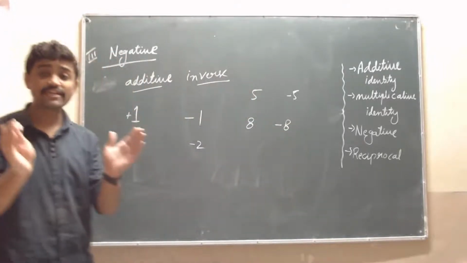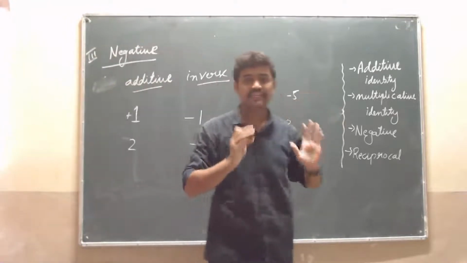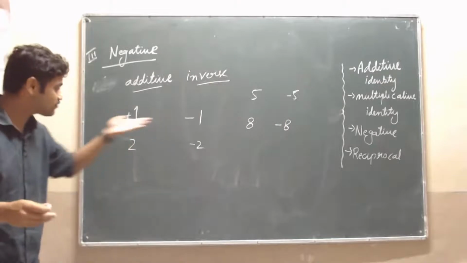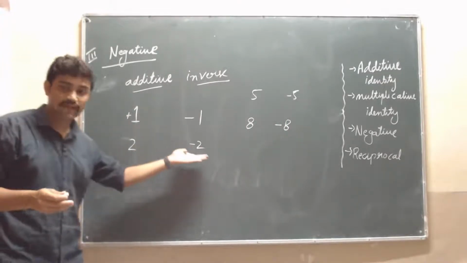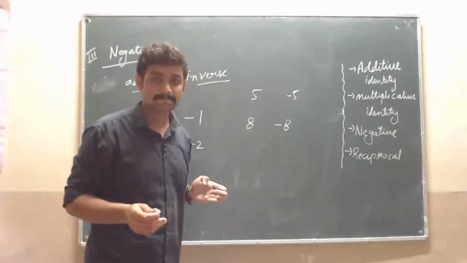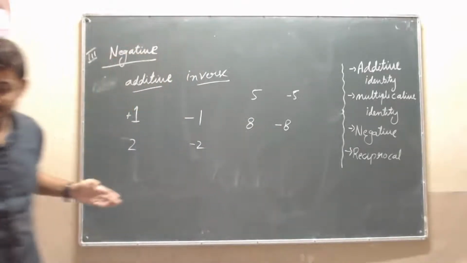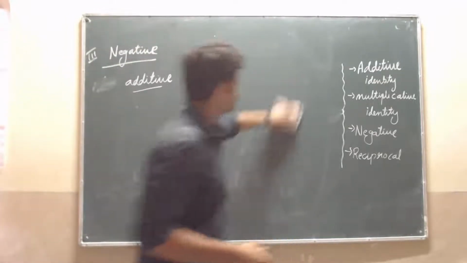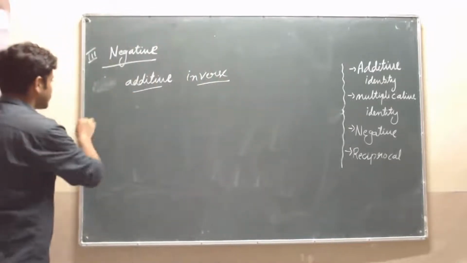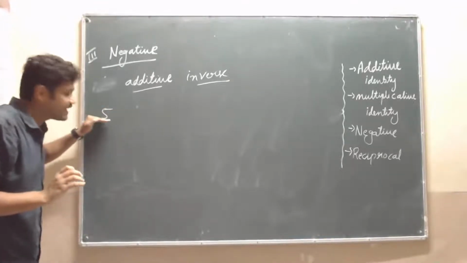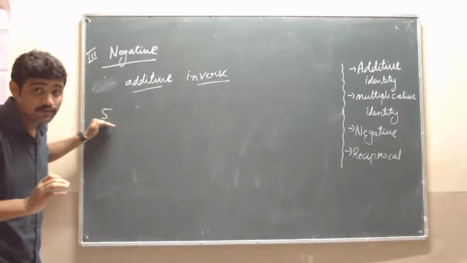Simple. What is the negative of 1? That is minus 1. What is the negative of 2? Minus 2. What is the negative of 5? Minus 5. 8 is minus 8. Okay, then see here. Suppose I take the example 5. This is a natural number. Then what is the negative of 5?